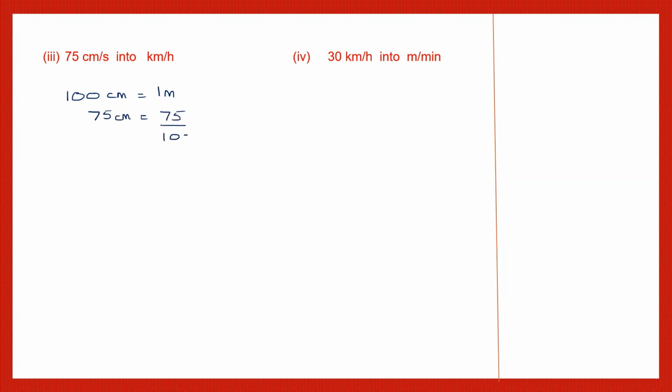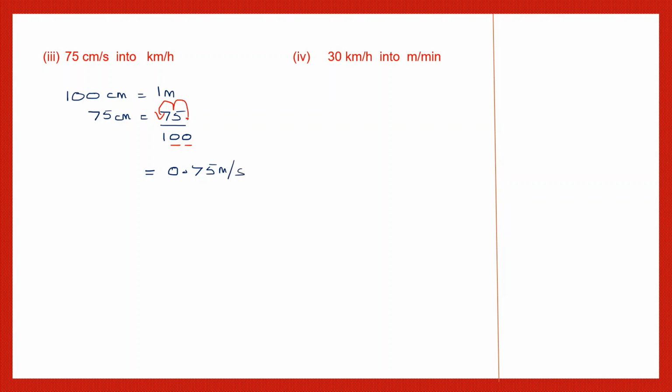So division by 100, you can take it as a decimal division. When you have two zeros down, the point moves two places to the left. And for a whole number, the point is always after the number, isn't it? So two places to the left, it will come here. So this becomes 0.75. So now we have converted that into meter per second.